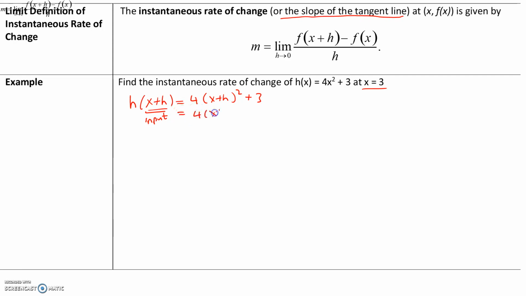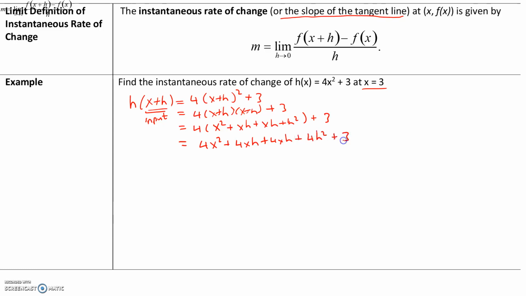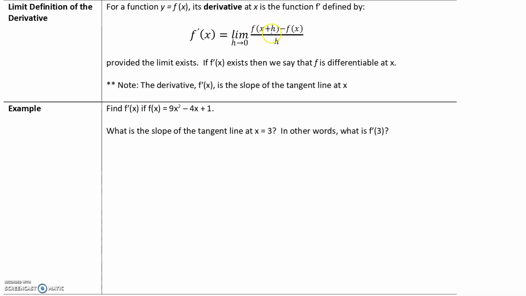If we simplify this, this will give us 4 times (x + h) times (x + h), which is (x + h) squared, plus 3. So this equals 4 times x squared plus xh plus another xh plus h squared, plus 3. Then we distribute the 4, so this is 4x squared plus 4xh plus 4xh plus 4h squared, and then you've got the plus 3 on the outside. The 4 is distributing to all of these terms. Then we combine like terms. So we get 4x to the second power plus 8xh plus 4h squared plus 3. So this whole thing is equal to the x plus h part.